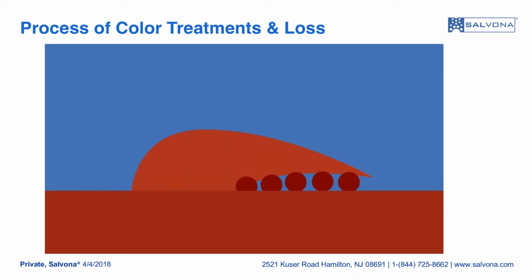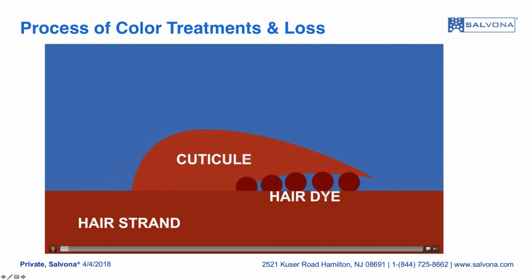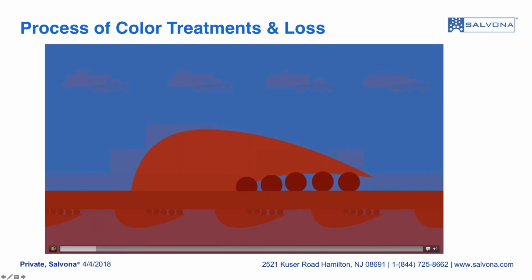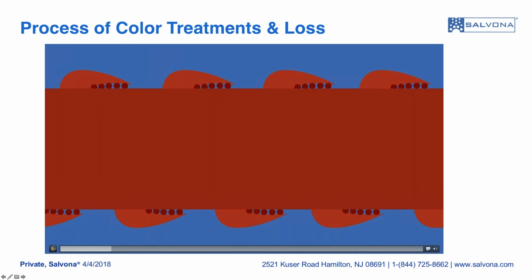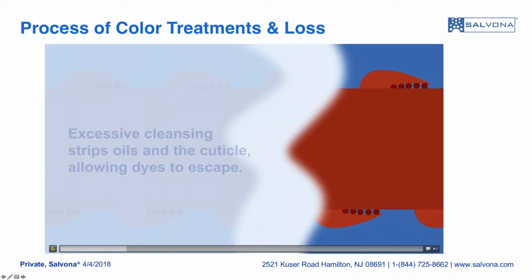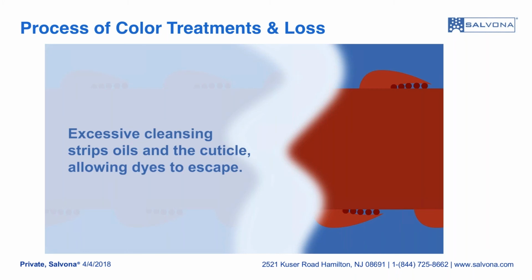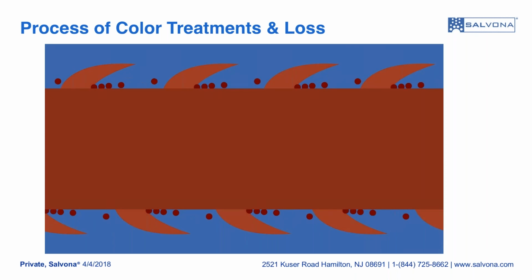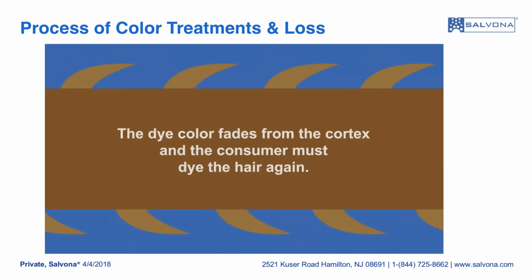This is a cross-section looking at the cuticle. The cuticle is hiding, protecting the hair dye. This is a local view, and we can look at this through the whole hair. The whole hair is all covered with the dye. Once it's exposed to shampoos, shampoo will extract the oil and also the dye. So the cuticles open up and the dye will be leaked out.